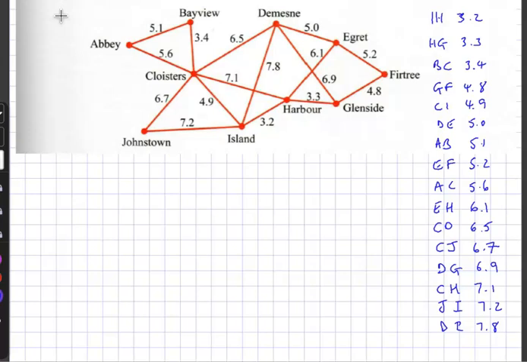What I'm going to do deliberately here is effectively recreate the map underneath. I'm going to try as best as possible to position the places as you see them on the page here. So working from Kruskal's, start with the cheapest cost. So Island to Harbour of 3.2. There's Island, there's Harbour, and I'm going to connect them up.